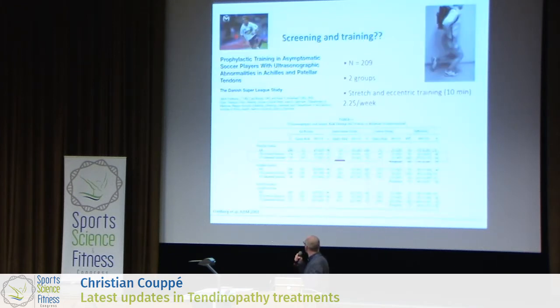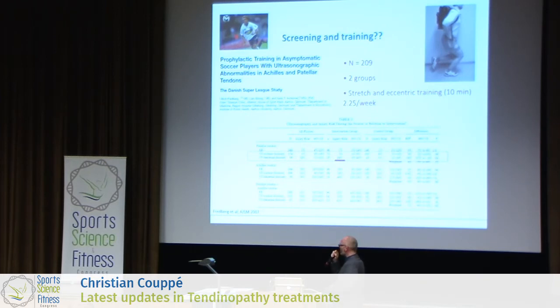And he did this study, which I think perhaps many of you know, again from the Danish Super League, the best league, where they randomized these elite soccer players. One group was doing stretching and eccentric training for 10 minutes, a little more than 2 times per week. And what it showed was that in the group of those who had abnormal ultrasound changes from the beginning, it turned out they actually increased the injury risk. So if you were doing this kind of program, you actually ran into an injury.